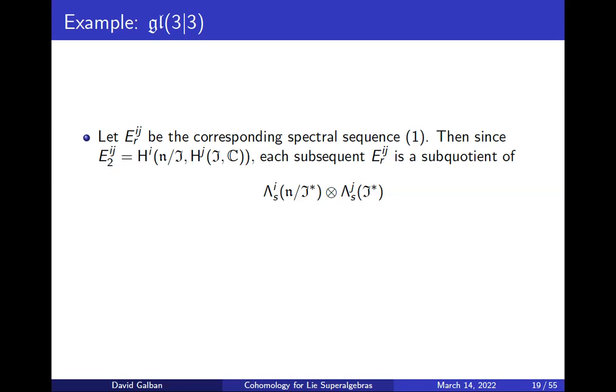And this is in turn a subquotient of the super exterior on n mod I star, tensor the super exterior of degree j on I star. And this really just comes from the definition that we were using from the cochain complex for cohomology. Right. Now, the differentials d_r are going to have bidegree (r, 1 minus r), and so they're going to send E_r^{i,j} to E_r^{i+r, j+1-r}.